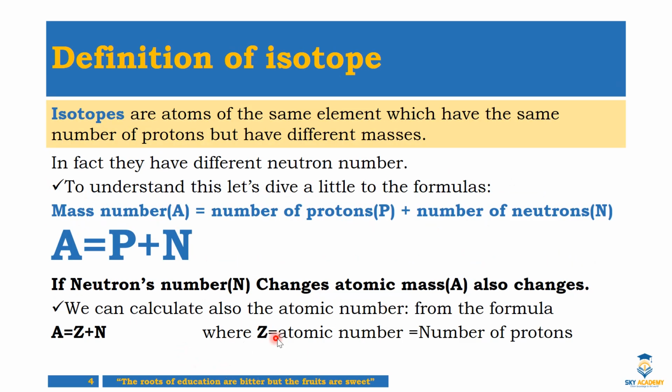We can calculate the atomic number. Atomic number is equal to the number of protons. Atomic mass number is also equal to the atomic number plus neutron number, because the atomic number, as seen, is equal to the number of protons. So you can do simple calculations related to these simple formulas.